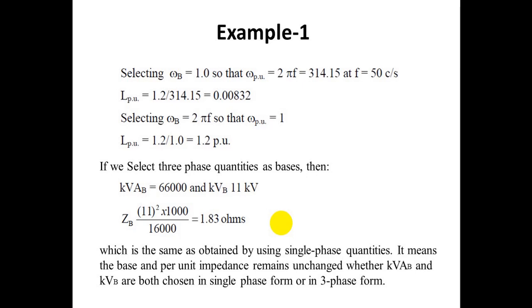This is a very big advantage, because in most power system calculations there is a lot of confusion when we continuously solve the system: this parameter is in 3 phase and we have to convert it into single phase. So this is one clear advantage of using the per unit system, that we don't have to bother about the conversion from single phase to 3 phase or 3 phase to single phase. You can take any values and you will get the same result. So there is no need to convert the 3-phase system into single phase while solving it.